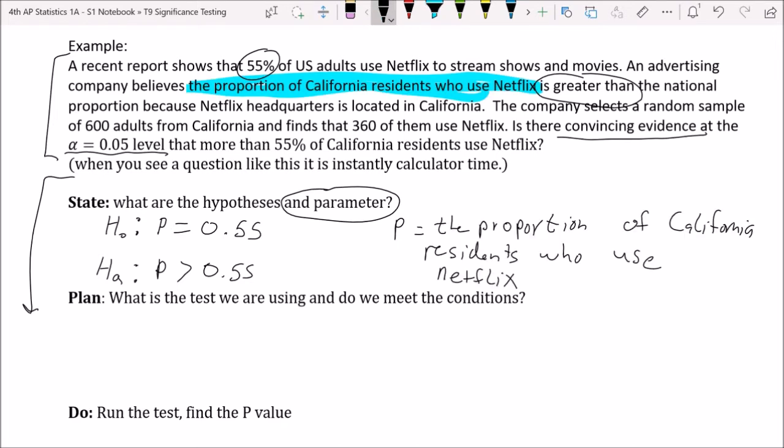And people, don't skimp when you write the parameter, okay? We write the proportion of California residents who use Netflix, write out the whole thing and do it every time. If you don't, you're going to get dinged. Okay, that's the state. That part is easy. We are already at 1 point on this free response question. Let's go to part 2.